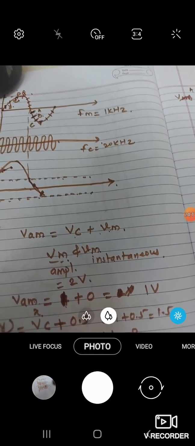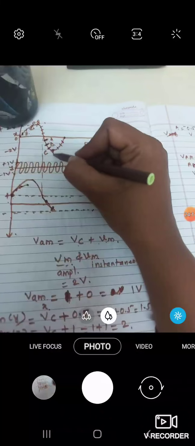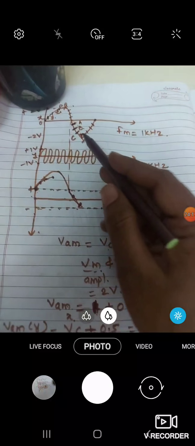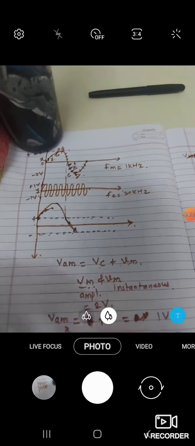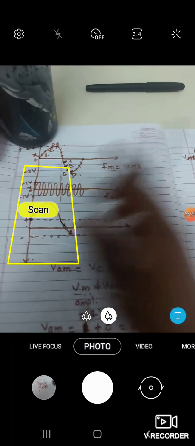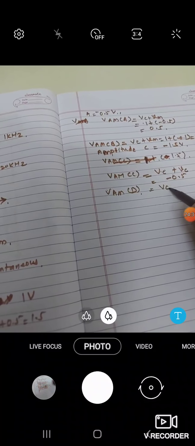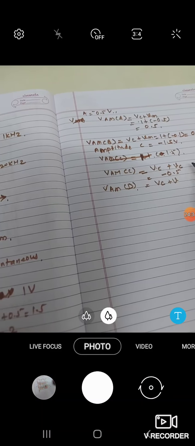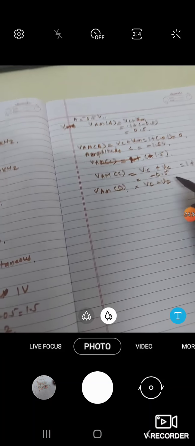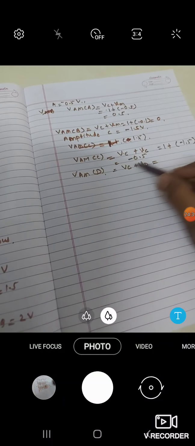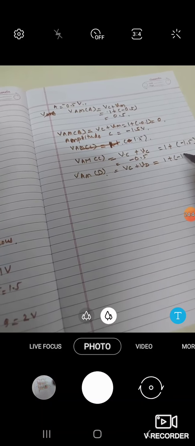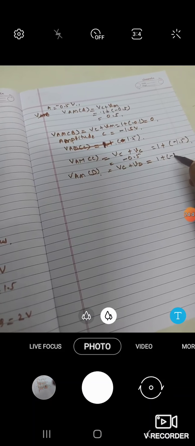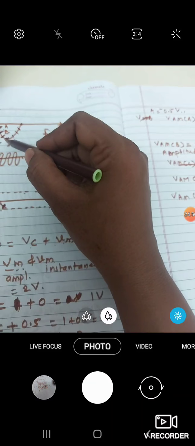Then Vam at point D we will calculate. Now let us say this is point D, and the voltage of this signal at point D is equal to minus 2 volt. At point D, what is the voltage of this signal? It is minus 2 volt. So the Vam signal at point D is equal to Vc plus the instantaneous value of this modulating signal at point D. So how will it be calculated? Vc is equal to 1 plus minus 2. So here this value is equal to minus 2.